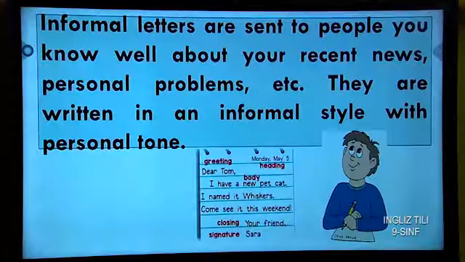Great. So, next one. I want to explain to you, we have two types of letters, informal letters and formal letters. So, first one, I want to explain informal letters. Informal letters are sent to people you know well about your recent news, personal problems. They are written in an informal style with personal tone.